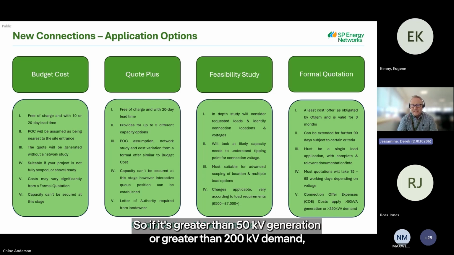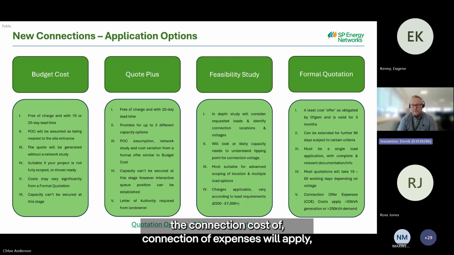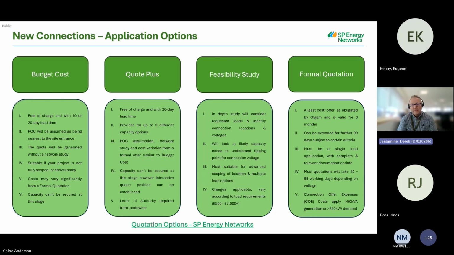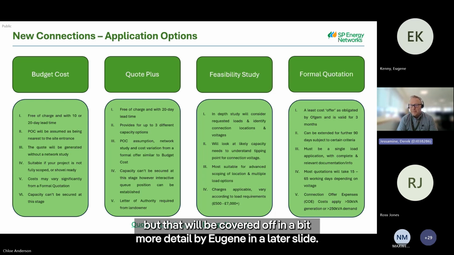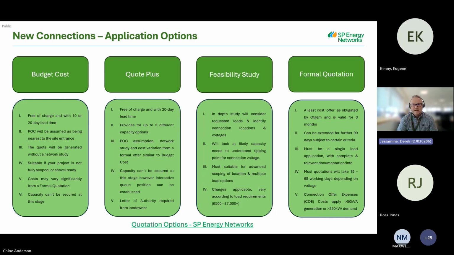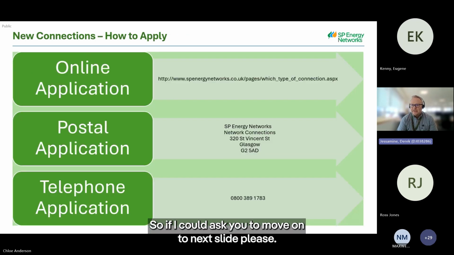So if it's greater than 50 kVA generation or greater than 250 kVA demand, the connection offer expenses will apply, but that will be covered off in a bit more detail by Eugene in a later slide. So if I could ask you to move on to the next slide, please.